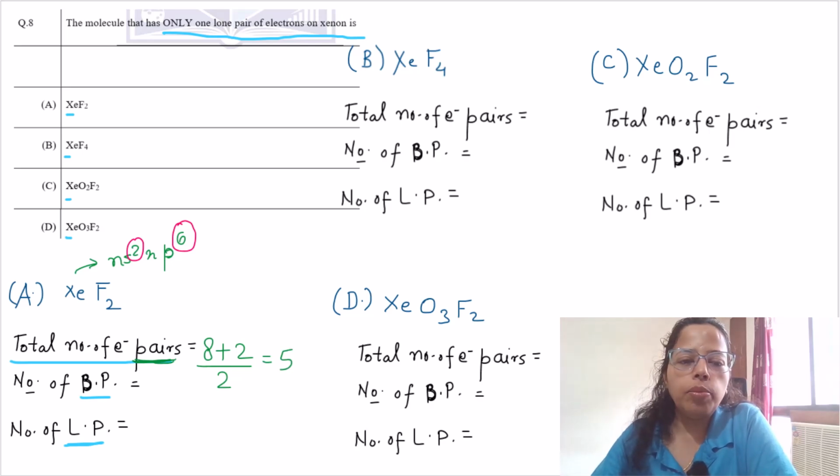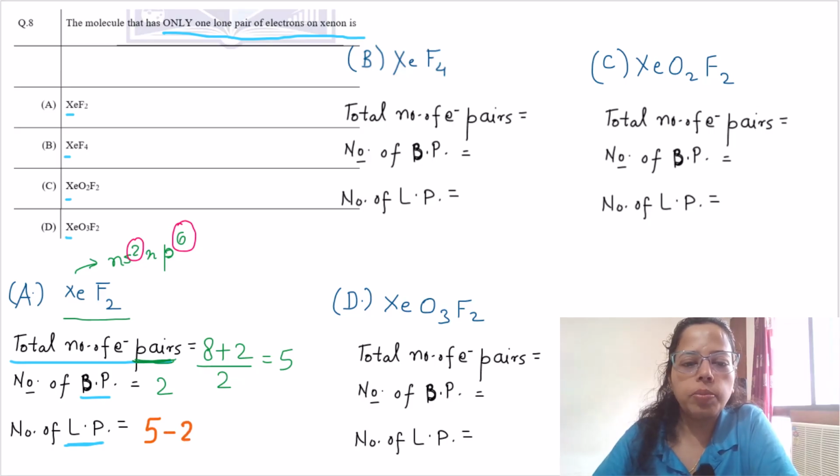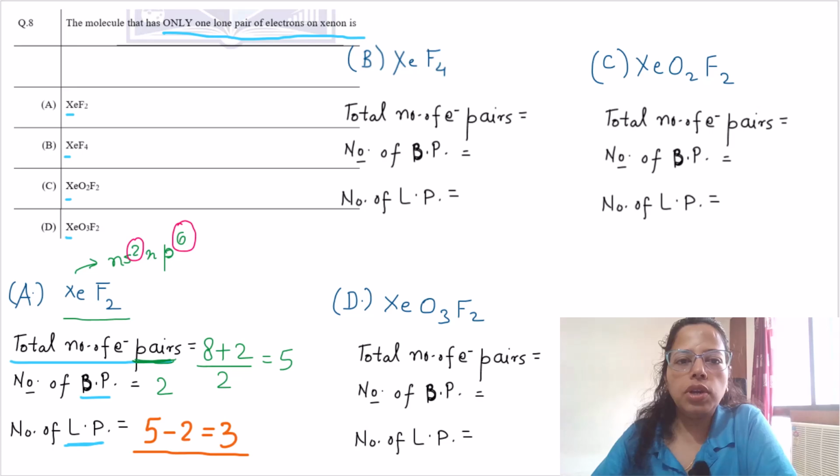And then how many bond pairs do we have? In XeF2, we have 2 fluorine atoms bonded to xenon, so 2 bond pairs. And how many lone pairs? We calculate lone pairs by subtracting the number of bond pairs from the total number of electron pairs. So we have 3 lone pairs on xenon in XeF2. So xenon has 3 lone pairs in option A. We need only 1 lone pair, so option A is eliminated. This is not our answer.